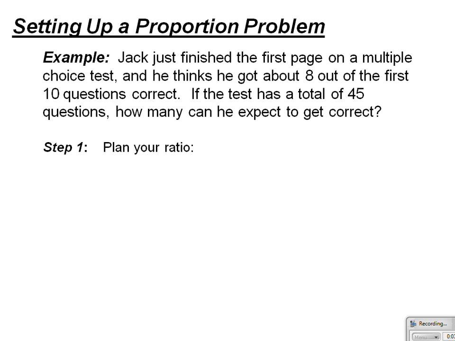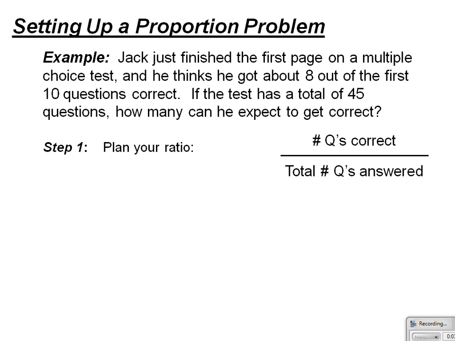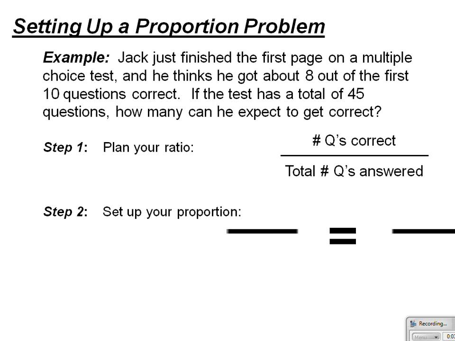In order to set up this proportion correctly, we must first plan our ratio. In this problem, we're comparing two distinct objects. The first one is the number of questions he gets correct, and the second is the total number of questions answered. We need to define and clarify this ratio if we are to set up a proportion correctly. But once we have this plan in place, then our proportion will go relatively smoothly.